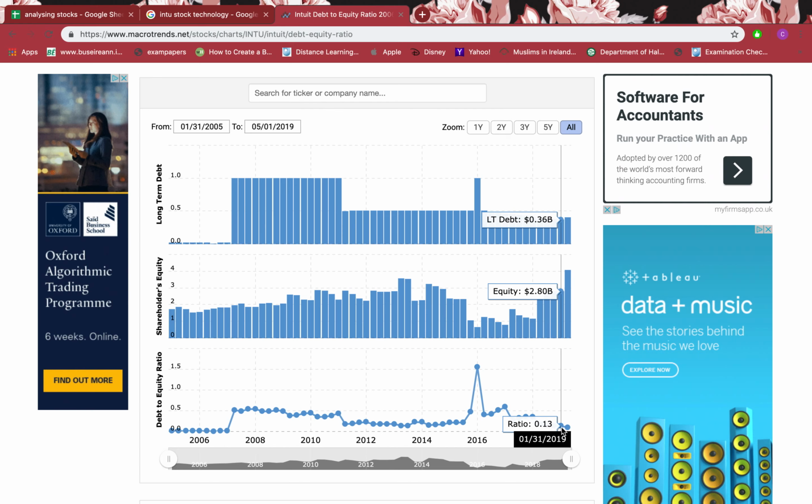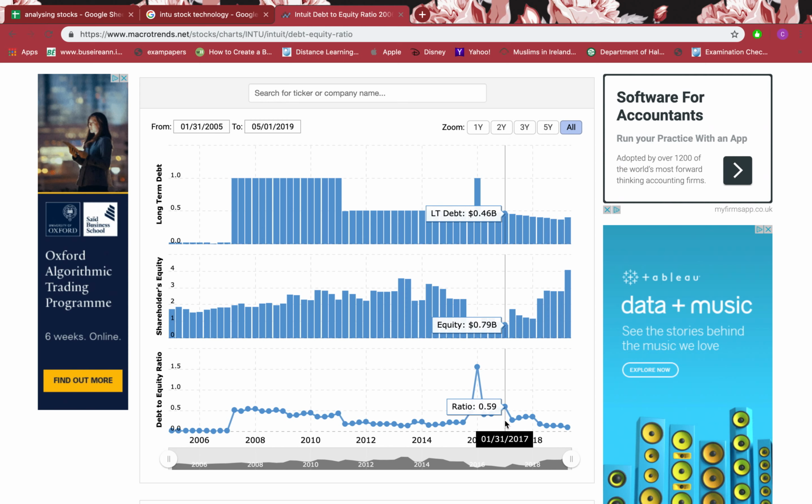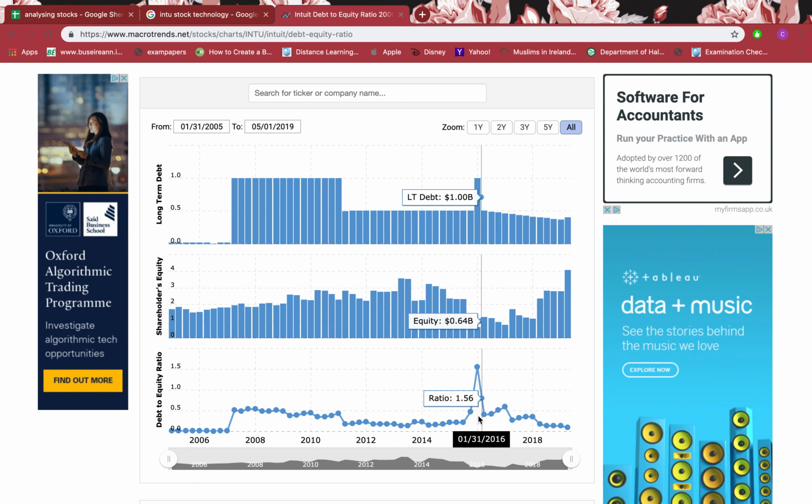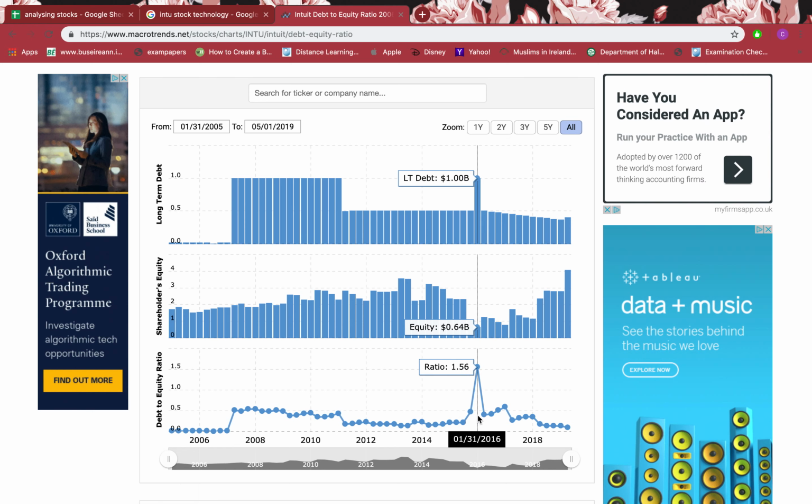If I just go back, in 2017 January it's 0.59, which is above 0.5, which is not very good. It should be 0.5 or below that. But in 2016 January it's 1.56. They have taken a lot of debt, but they have very little equity compared to that. So this makes it very risky to invest in, because it's operating mainly on long-term debt rather than shareholders' equity. So it's very risky here.